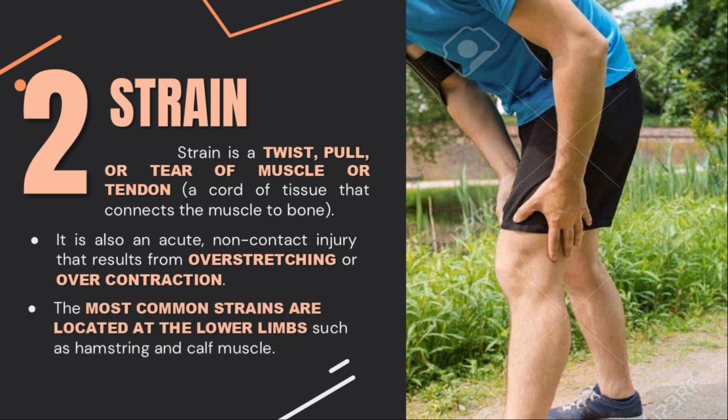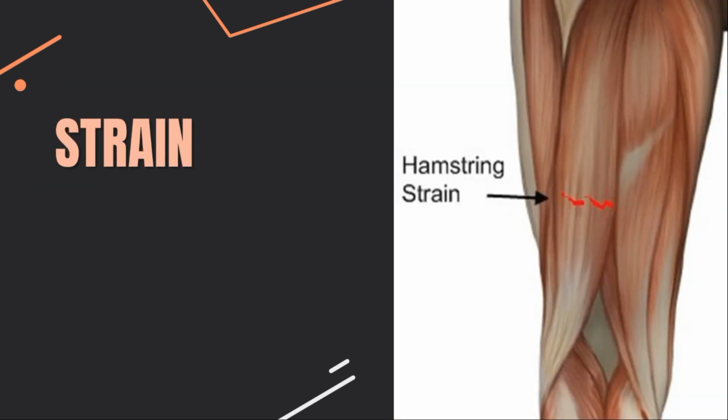Okay, so the most common strains are located at the lower limbs such as the hamstring and calf muscle. Okay, so class, pag sinabi natin hamstring, ito yung nasa likod ng hita natin. Okay, yung taas ng alak-alakan. So that is hamstring. Doon kadalasan nakakaroon ng overstretching or overcontraction natin na tinatawag. So another term ng ating overstretching or overcontraction is yung strain. Okay? So, this is the hamstring strain. Ito yung sinasabi ko sa inyo, yung nasa likod ng hita ninyo. And as you can see, kung mapapansin nyo, parang napunit yung muscle na nandoon sa inyong hamstring. Okay? So, that is strain.